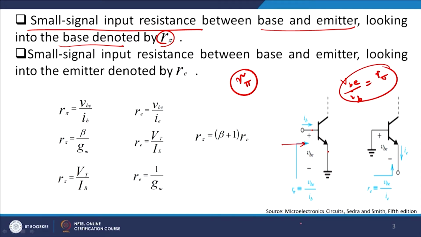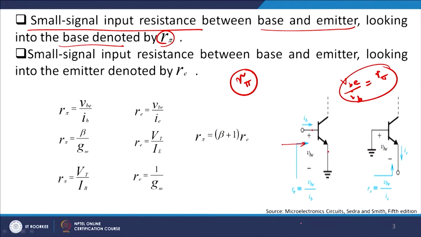So, it is basically the forward biased on resistance of a BJT, right. It is an on resistance, which means that the base emitter junction is forward biased, it is getting on, and therefore the resistance offered is defined as r pi, right. But please understand, you are looking from the base side, and your emitter is grounded.